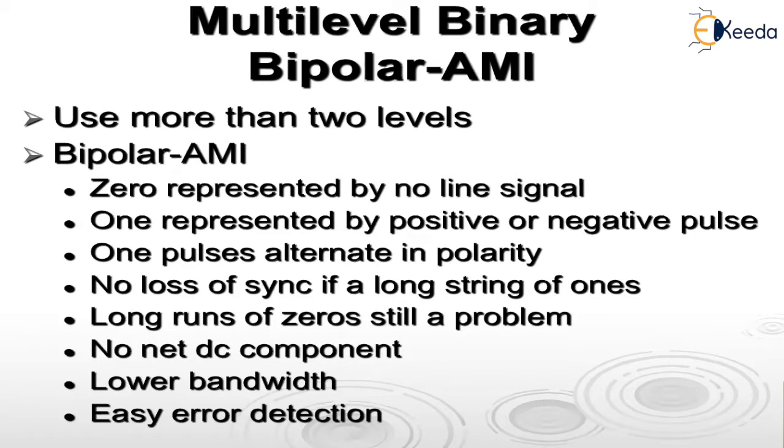Second, because the one signals alternate in voltage from positive to negative, there is no DC component. The bandwidth of the resulting signal is considerably less than the bandwidth of the NRZ. Finally, the pulse alternation property provides a simple means of error detection. Any isolated error, whether it deletes a pulse or adds a pulse, causes a violation of this property.